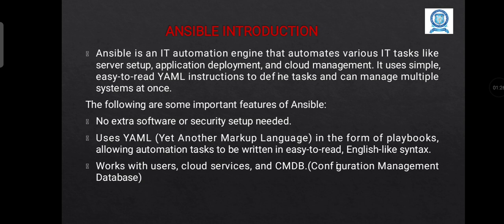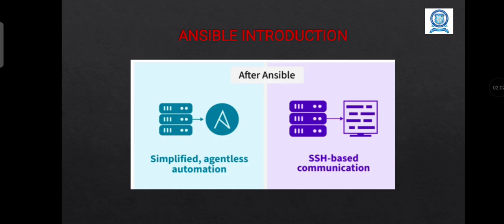The following are some of the important features of Ansible. No extra software or security setup is needed. It uses the YAML language, yet another markup language, in the form of playbooks. Playbooks are documents which consist of several configurations which allow automation tasks to be performed on the remote system. It works with users, cloud services and CMDB, that is, configuration management database.